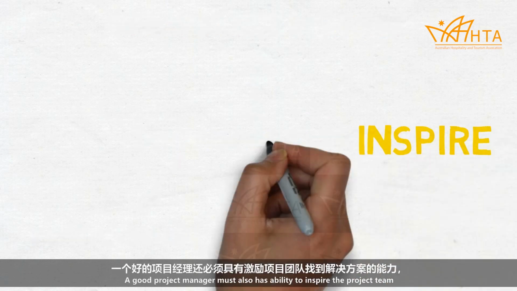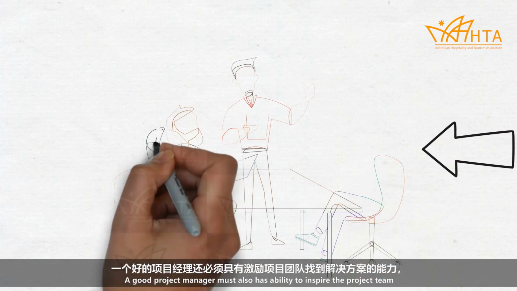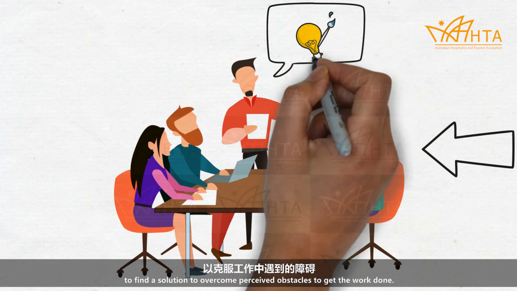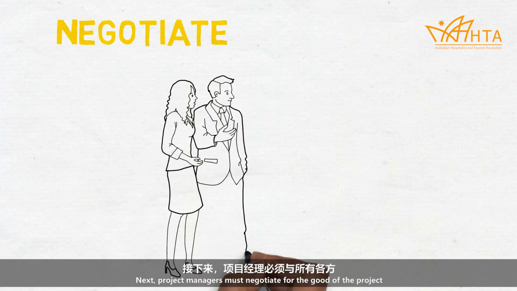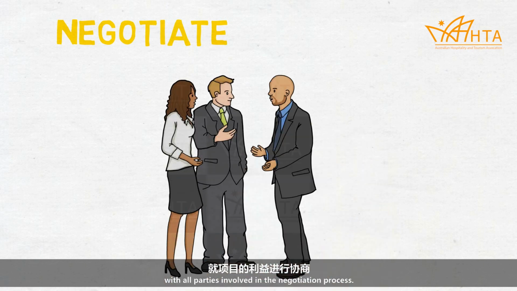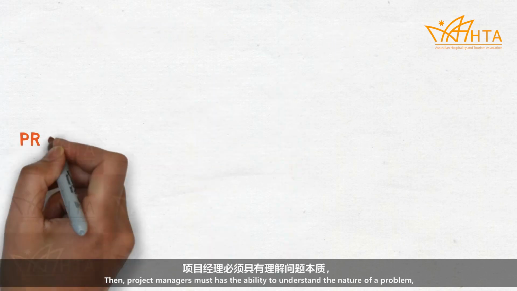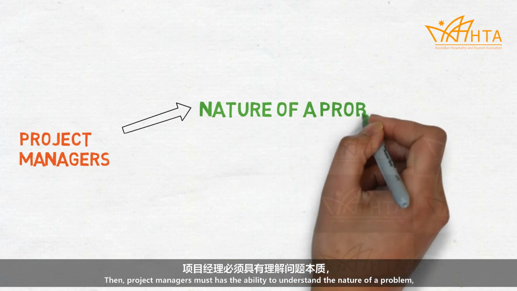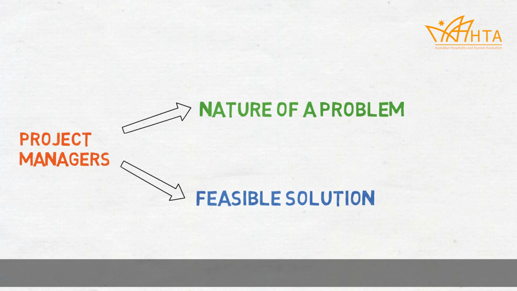A good project manager should also have the ability to inspire the project team to find solutions to overcome perceived obstacles to get the work done. Next, the project manager must negotiate for the good of the project with all parties involved in the negotiation process. Then, project managers must have the ability to understand the nature of a problem and look for feasible solutions.